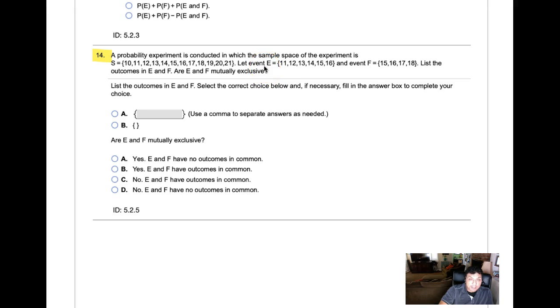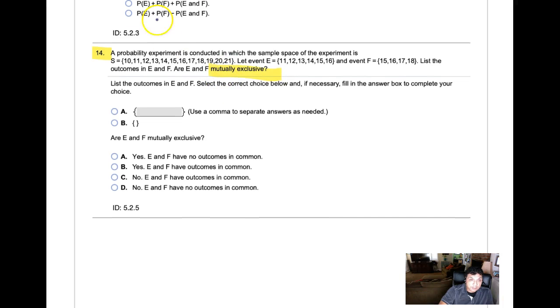Then we say let event E be the outcomes of 11 through 16. Event F is the outcomes of 15, 16, 17, and 18. And so the question: are these events mutually exclusive? Are E and F mutually exclusive? So again, that goes back to what is the definition of mutually exclusive.